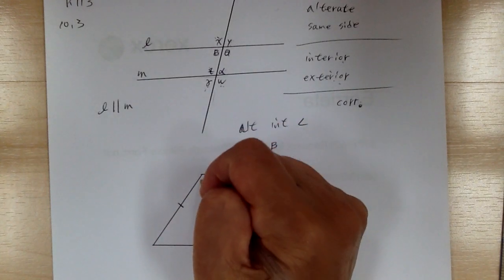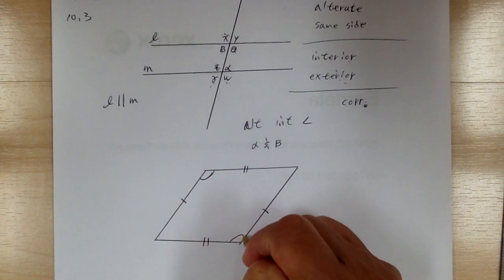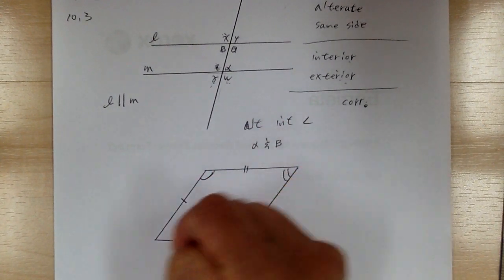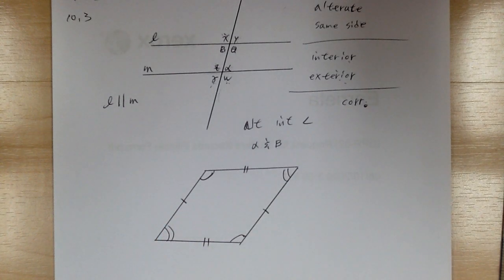And you do the same thing with the angles. So this angle is congruent to this, and this is congruent to this. Okay.